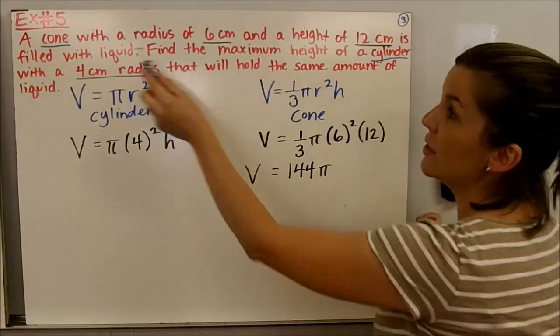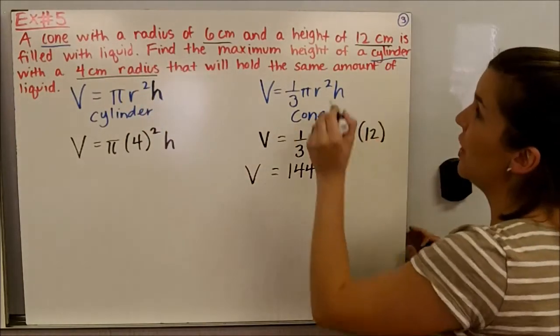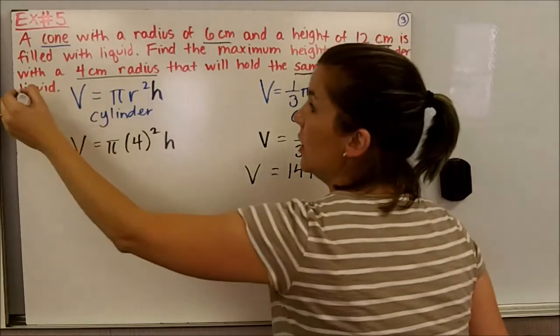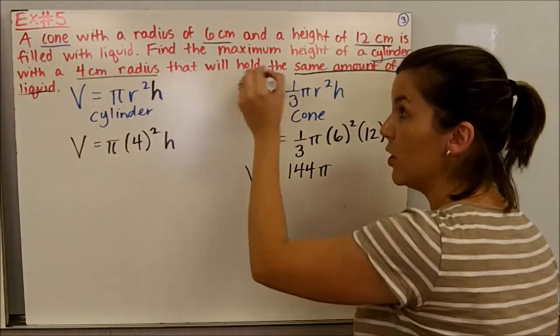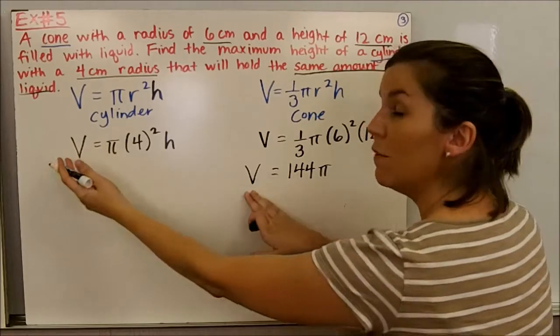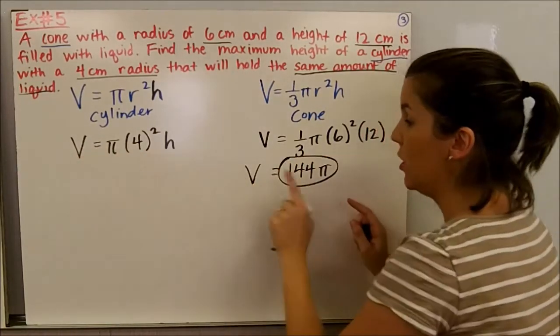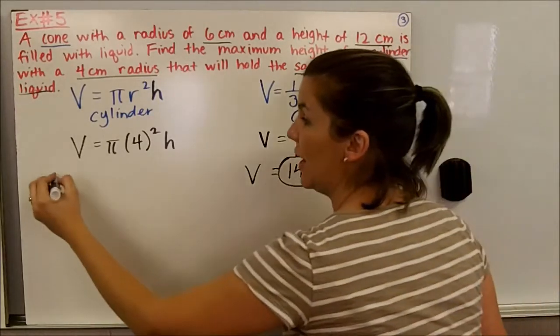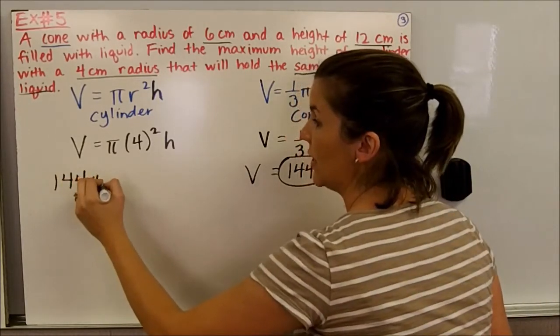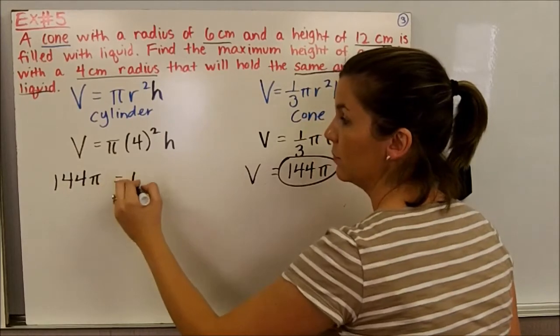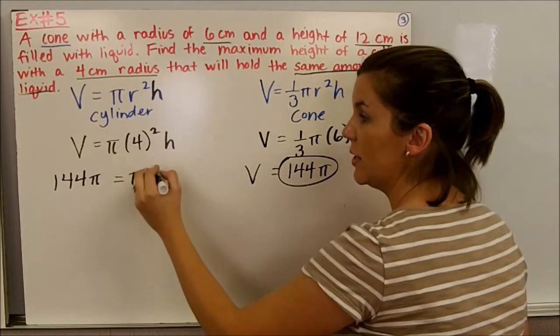Well, it says that the cone and the cylinder will have the same amount of liquid, right? If they're going to hold the same amount of liquid, that means the volumes are equal to each other. So I know that the volume of this cone has to be 144 pi. So I can substitute for volume here. 4 squared is 16.